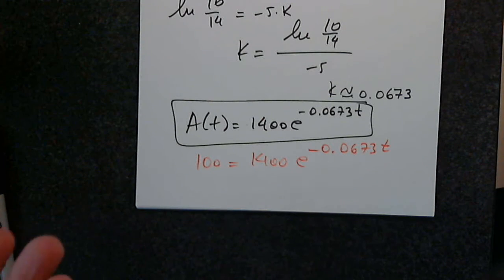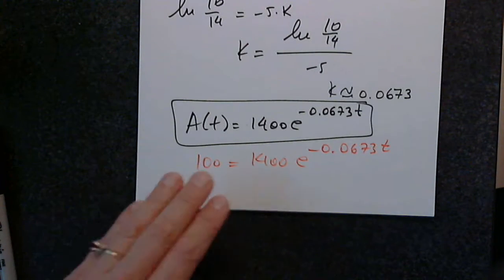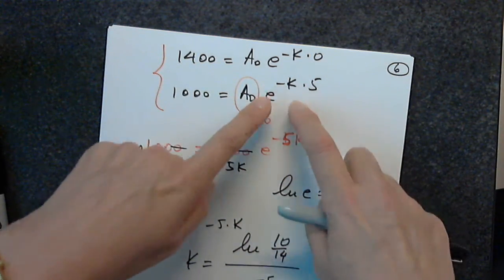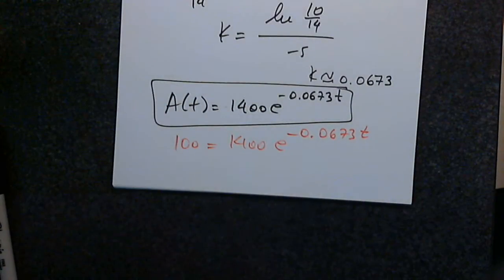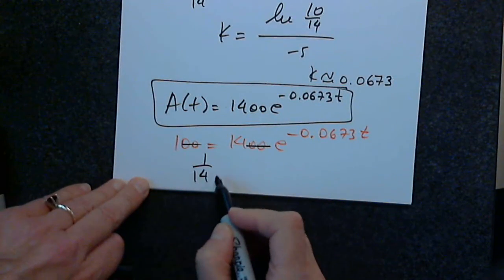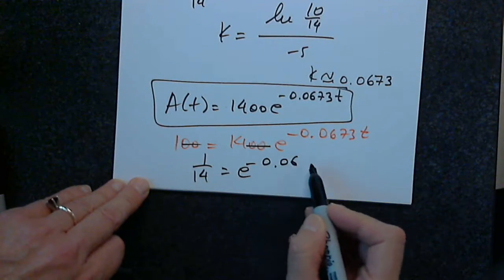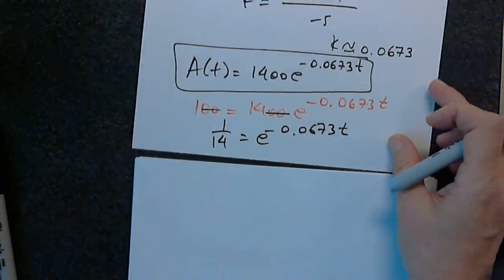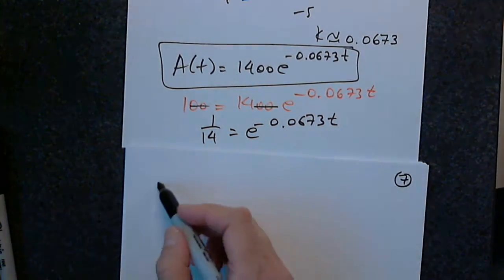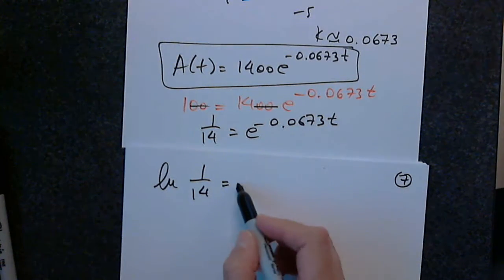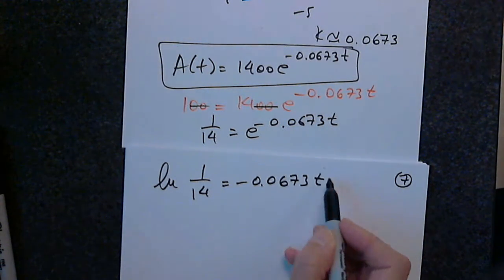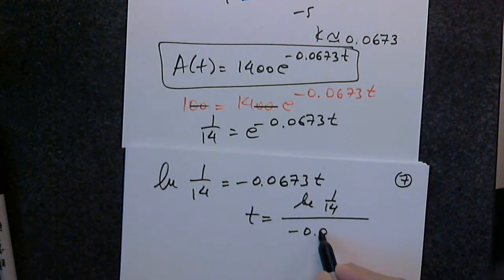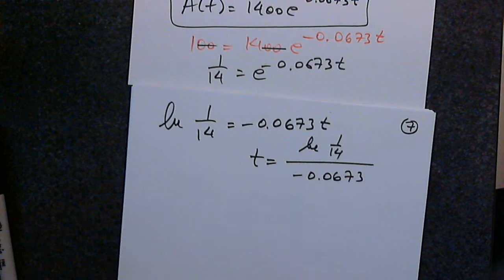As you see, it's nothing different from the previous model. The only difference is, and the models will be given to you, the negative sign in front of k. So yes, we have to simplify, and we have 1 over 14 equals e to negative 0.0673 t. And what we have to do next? Yes, natural log of 1 over 14 equals negative 0.0673 t, and therefore t is natural log 1 over 14 over negative 0.0673.